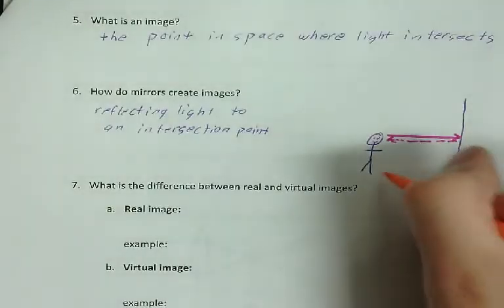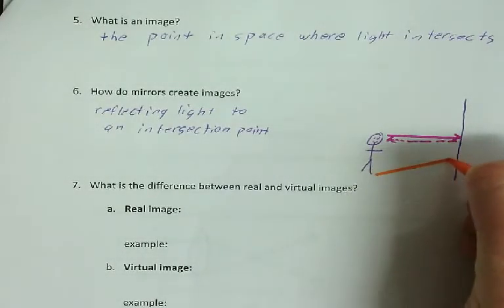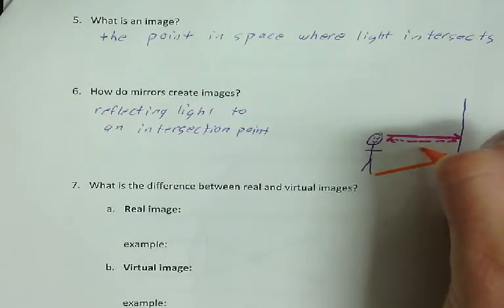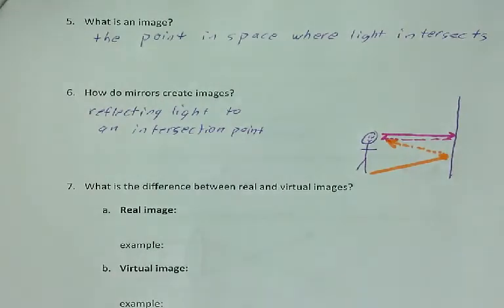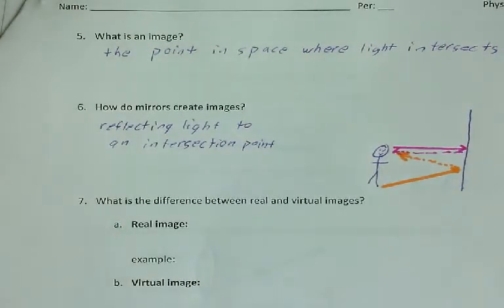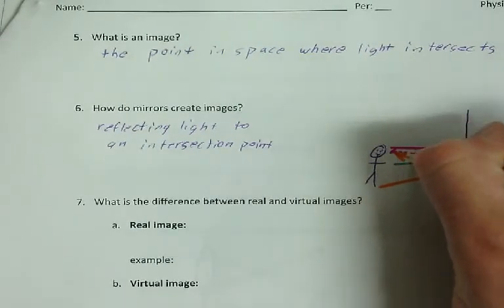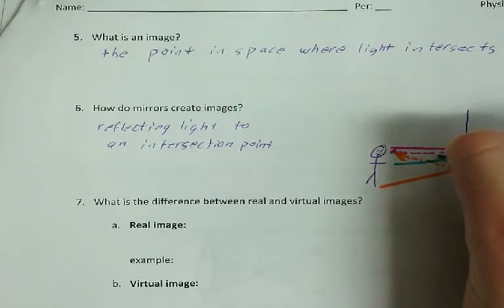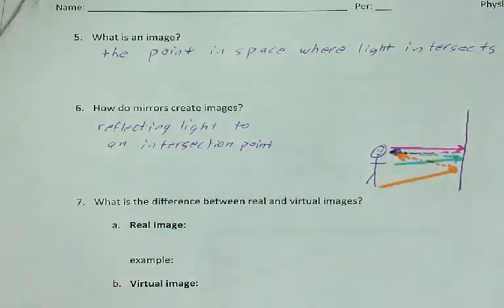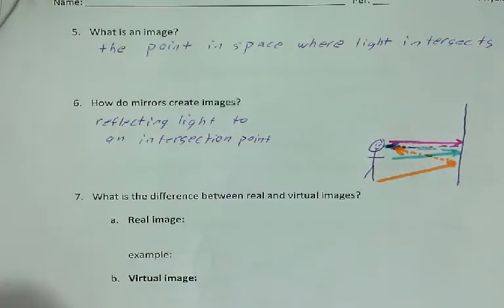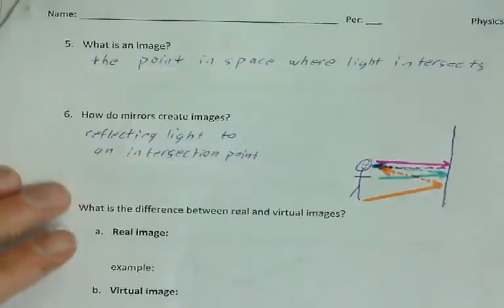Light that was at your feet will go to the mirror, obey the law of reflection, and reflect back to where you can see it. Light that leaves your hand is going to go to the mirror, obey the law of reflection, and go to your eye. Notice what happens. At your eye, all of the light intersects. And so what do you see? You see an image. You see an image where the light forms, and the light meets at your eye. So where you're standing, the image is meeting at that point, and you can actually see yourself in the mirror.